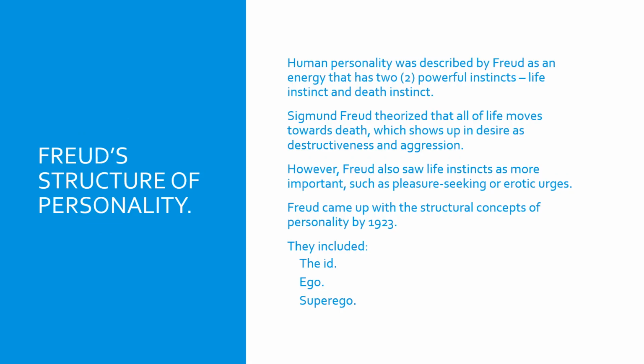So human personality was described by Freud as an energy that has two powerful instincts, life instinct and death instinct. He theorized that all life moves towards death, which shows up in the desire for destructiveness and aggression. However, Freud also saw life instincts as more important, such as pleasure-seeking or erotic urges. He came up with the structural concepts of personality by 1923, which included the ID, the ego, and the superego.